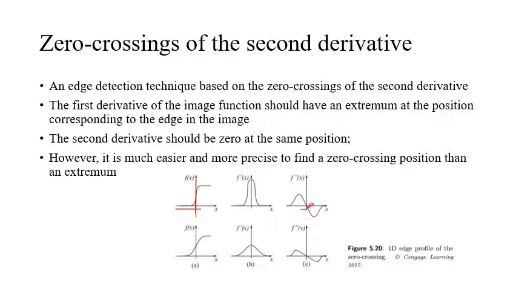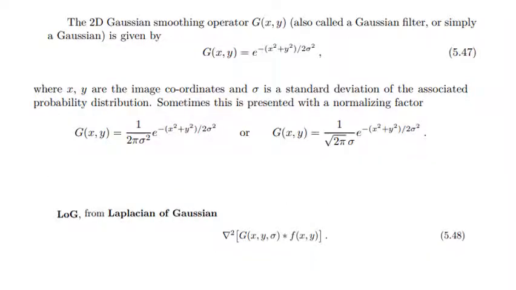So how do we go about it with the Gaussian distribution? The 2D Gaussian smoothing operator g of x comma y, which we can also call a Gaussian filter or a Gaussian, we describe as g of x comma y is equal to e power minus of (x square plus y square) by 2 sigma square.